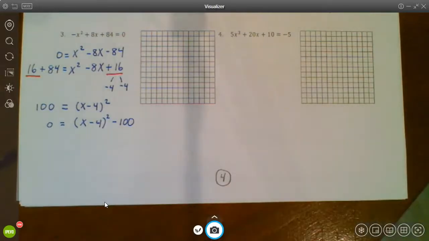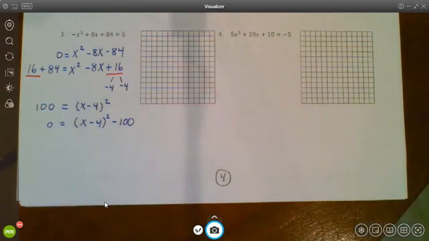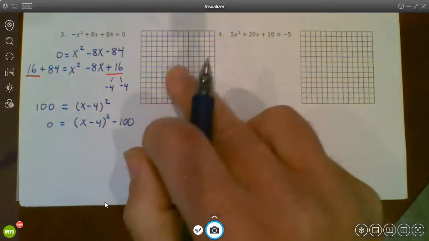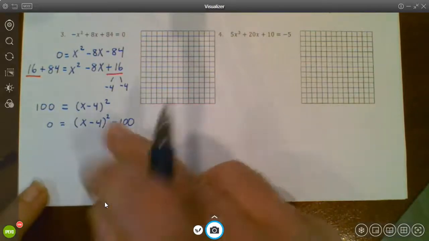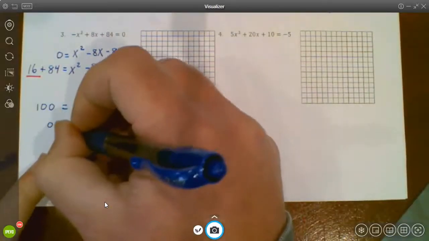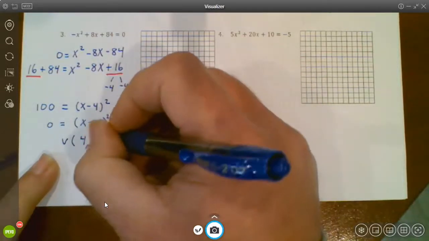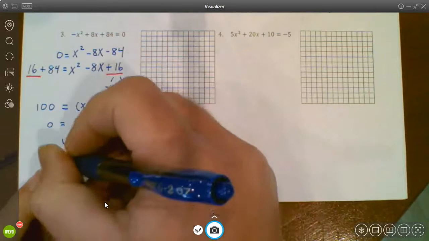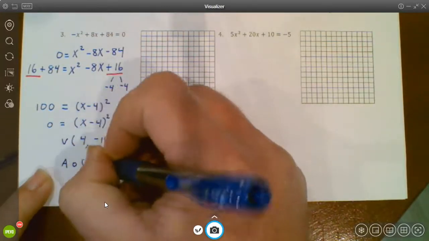Now I could go through the graphing process like I did on the last couple. These numbers are really ugly, so you definitely would have to count by something unique to get it to fit on this graph. I'm not even going to try to graph this one because the numbers are so ugly, but I'm going to go through the process real quick. I can tell by the numbers that my vertex is 4 and negative 100. That's where the vertex would go, which means my axis of symmetry runs through x equals 4.